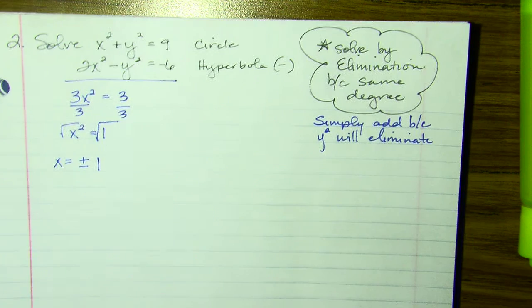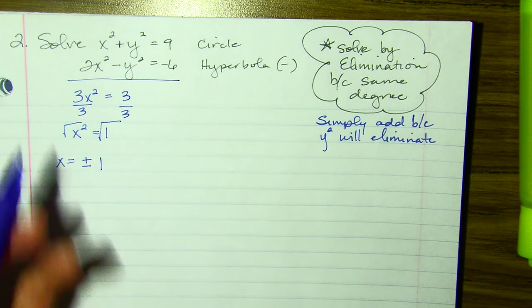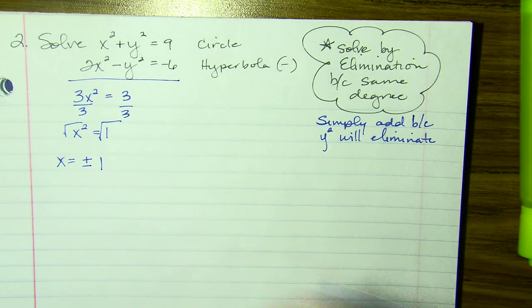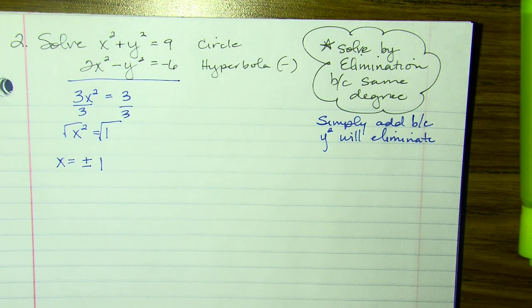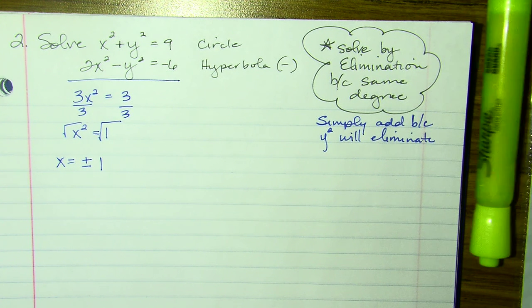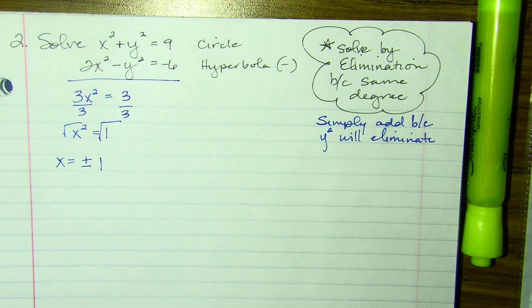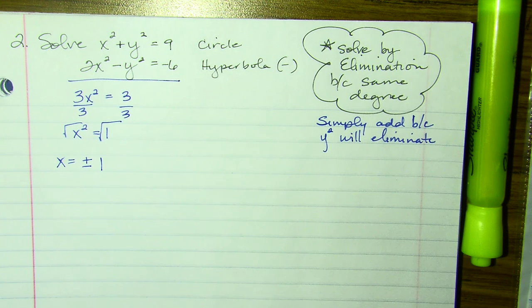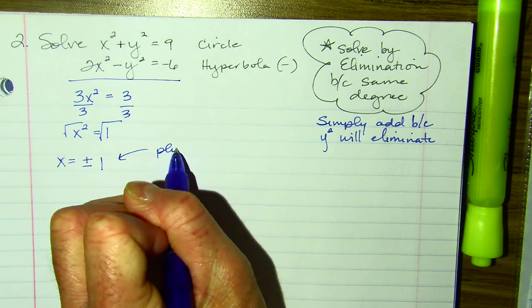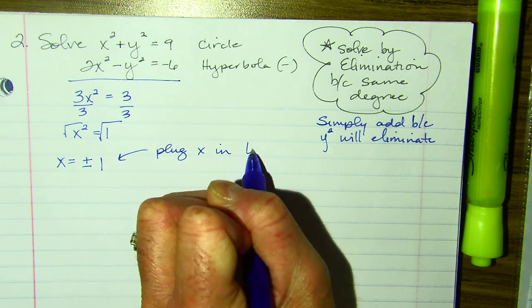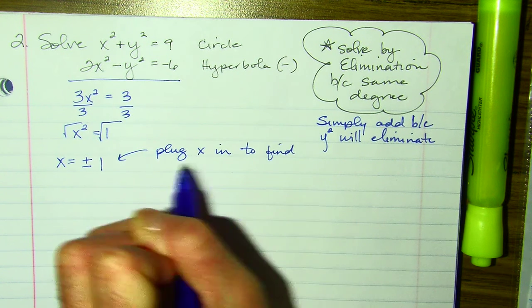So this system is actually a lot easier. Notice we already have both solutions for x. Now I have to plug them both in for y. Now remember, I could have more than one place that these intersect, okay? So I'm going to plug in both positive 1 and negative 1, plugging x in to find y values.